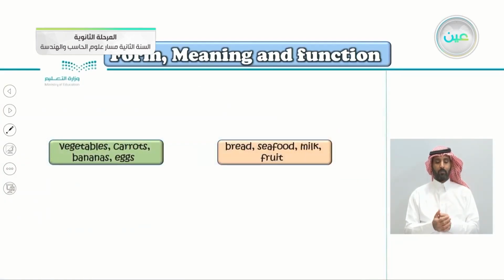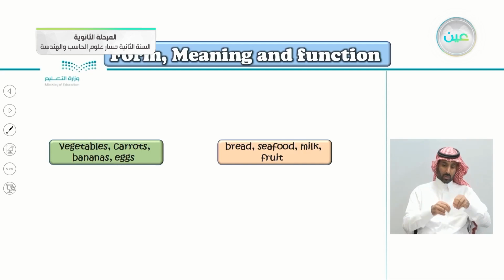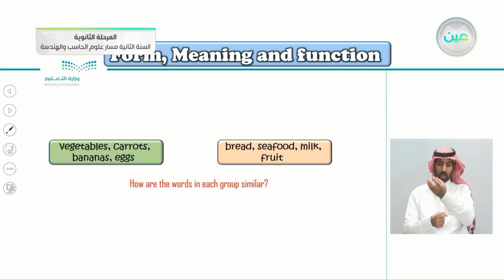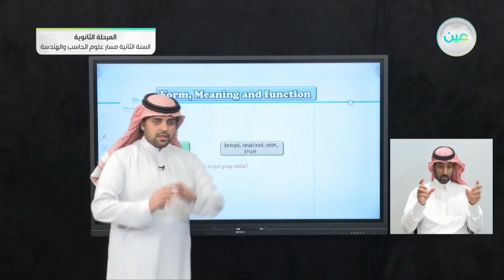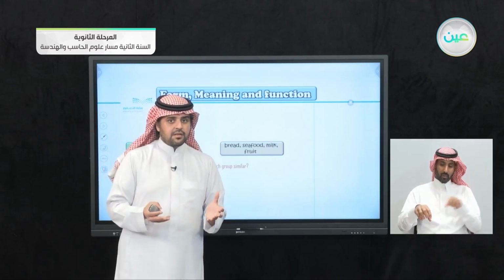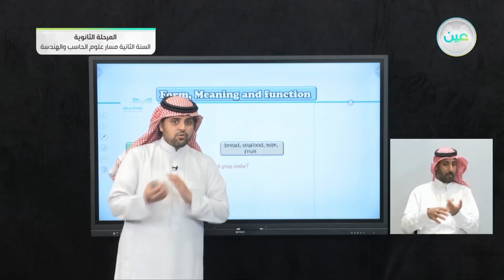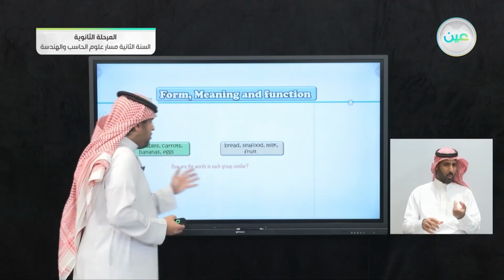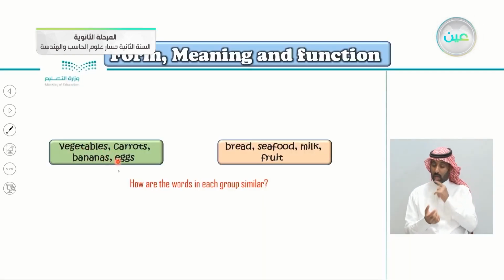So here we have 2 groups of words. The first one here: vegetables, carrots, bananas, eggs. The second one: bread, seafood, milk, and fruit. How are the words in each group similar? How are the 2 groups different from each other? So vegetables, carrots, bananas, eggs. How are these words similar? Bread, seafood, milk, fruit. How are these words similar?